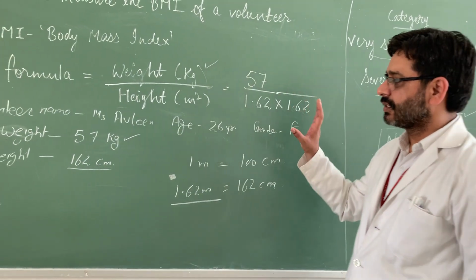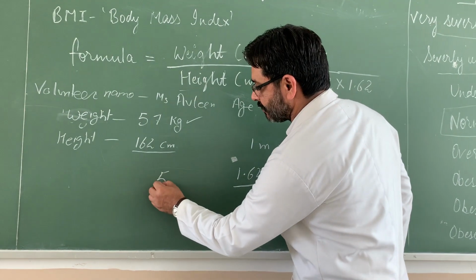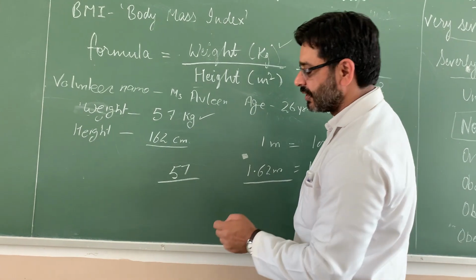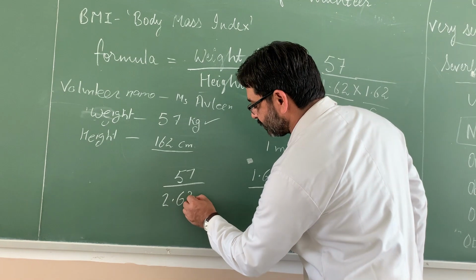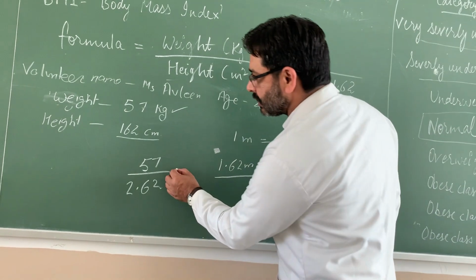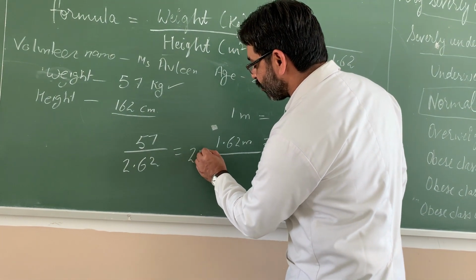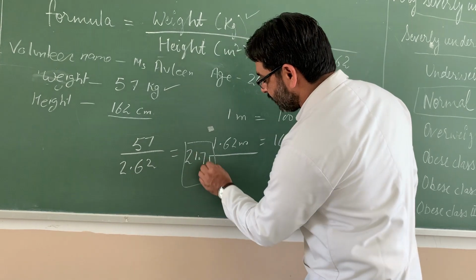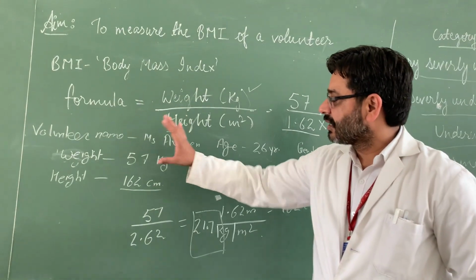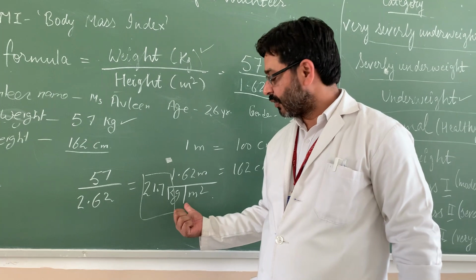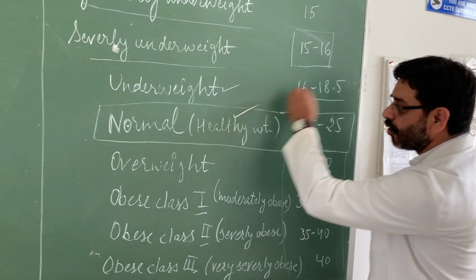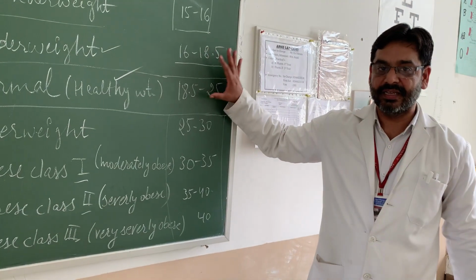According to the calculations, we multiply 1.62 by 1.62, which is 2.62. Then 57 divided by 2.62 gives 21.7 kg/m². So the BMI of Miss Avileen Kaur is 21.7 kg/m². That is under the category of normal, that is, she is a healthy volunteer.